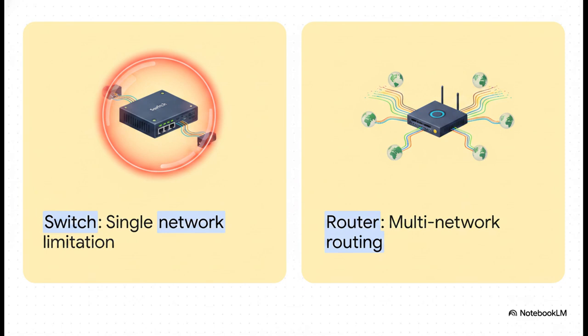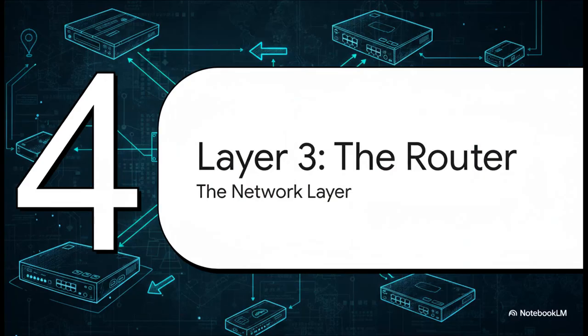Switches are incredibly smart for point-to-point local traffic, but they have a hard boundary. They're confined to a single network. A switch just cannot talk to another, entirely separate network on its own. To break out of the local area network, we need something that understands logical addressing, not just physical addressing. Which brings us to Section 4. Layer 3, the router, the network layer.